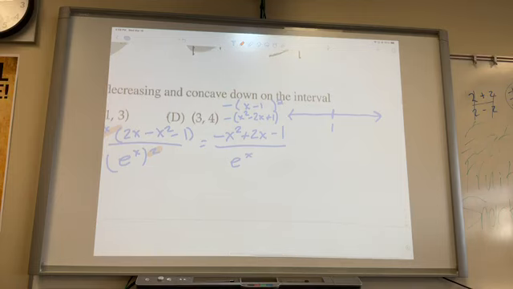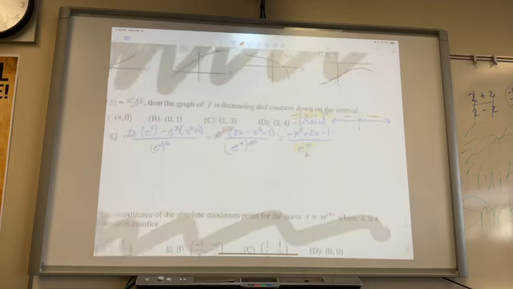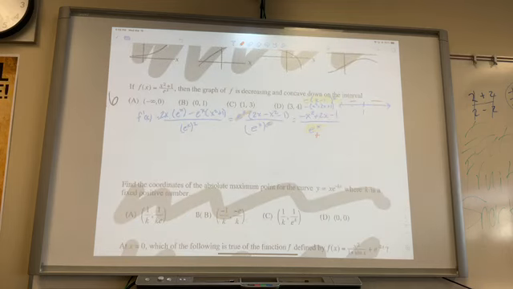Now, if I plug in, let's say, 0, that's the top, that's the bottom. If I plug in 0, I get negative 1 squared, which is a positive, times a negative, which is a negative. That's always positive. If I plug in 2, 2 minus 1 squared is a positive times a negative is a negative. So it is decreasing everywhere. So we just have to find where it's concave down.